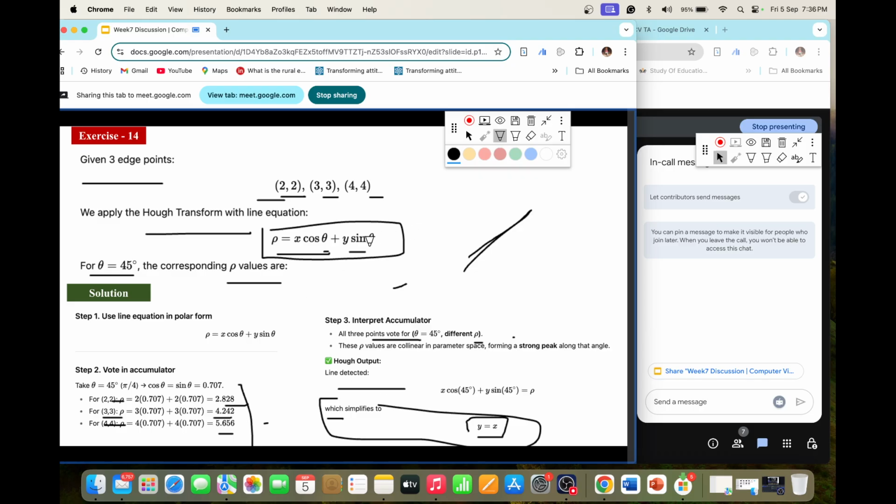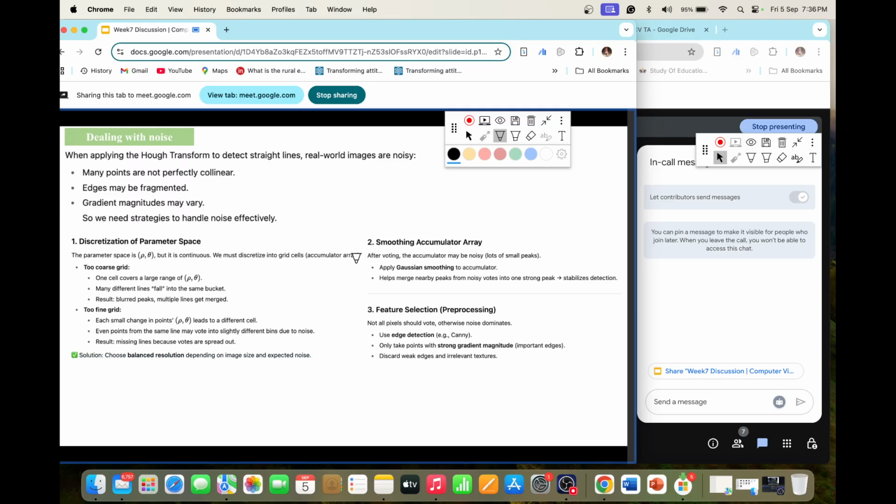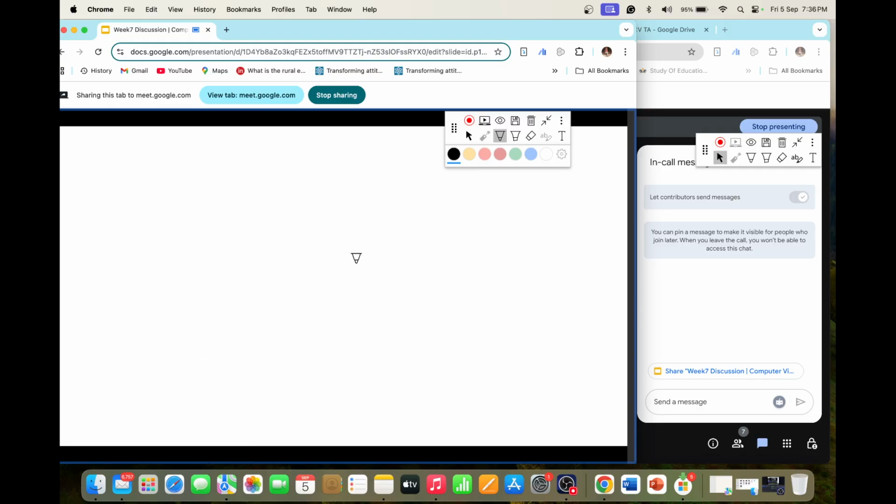In the exam, your question will ask you to find the rho value. You would be given points like this, and you would be given the theta value. The corresponding rho value you can calculate by this equation. So that is regarding Hough transform. Then we have dealing with noise and so on. You can read it in the text; I am not explaining it.